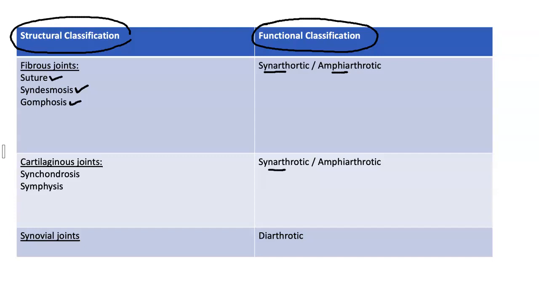And the same thing with cartilaginous joints. Cartilaginous joints are basically immovable to slightly movable. A synchondrosis, where two bones are united by hyaline cartilage, those are considered synarthrotic, compared to a symphysis, like the intervertebral discs, that would be considered amphiarthrotic, slightly movable. Now, because synovial joints all have a fluid-filled cavity that joins the two bones, all of those are going to be freely movable diarthrotic joints.